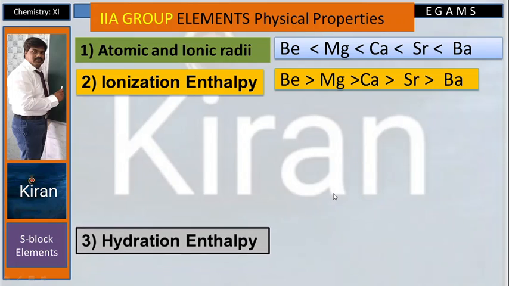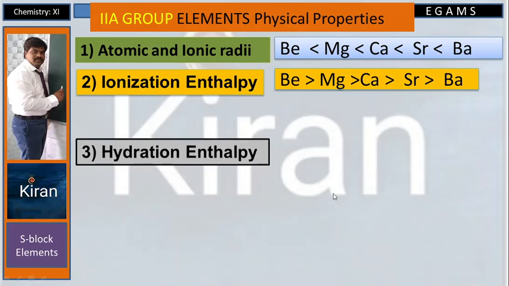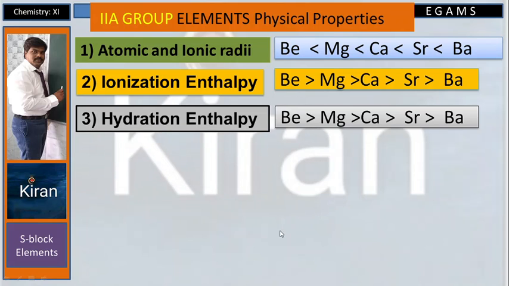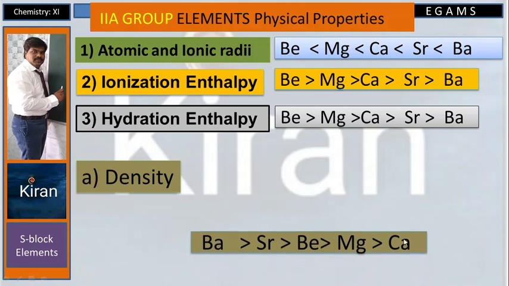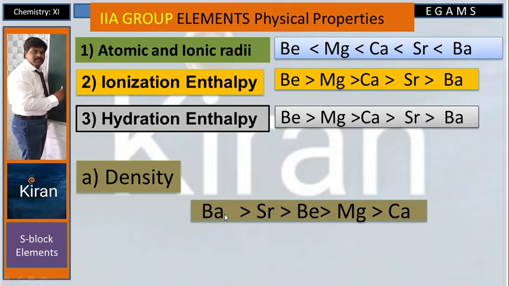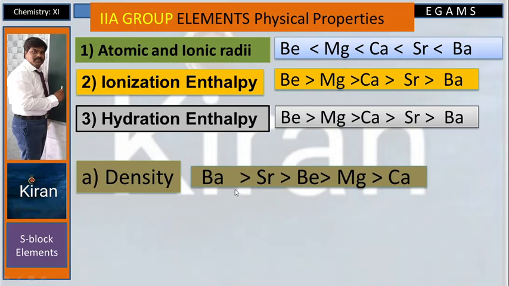Hydration enthalpy: the smaller the radius of an atom, the higher the hydration enthalpy. So in this case the smaller ion is beryllium. Beryllium has the higher hydration enthalpy, and barium has the lower hydration enthalpy. Then coming to the physical constants, under that one is density. For density, as the atomic number increases, the mass also increases. Hence barium is the bigger atom, and its density is high compared with the other elements.